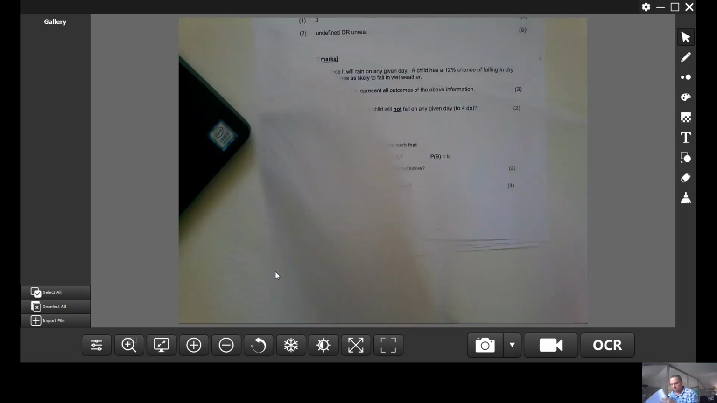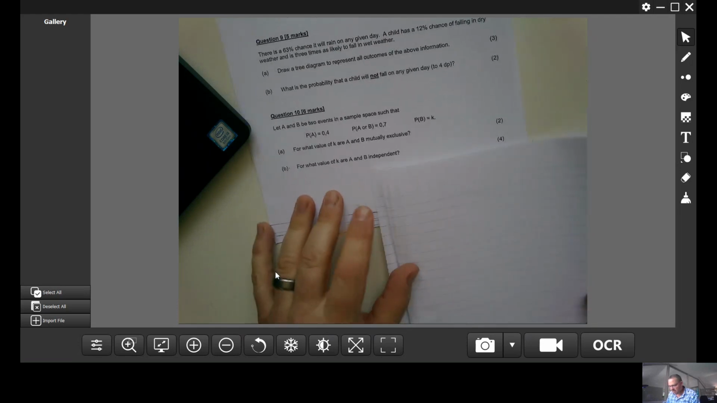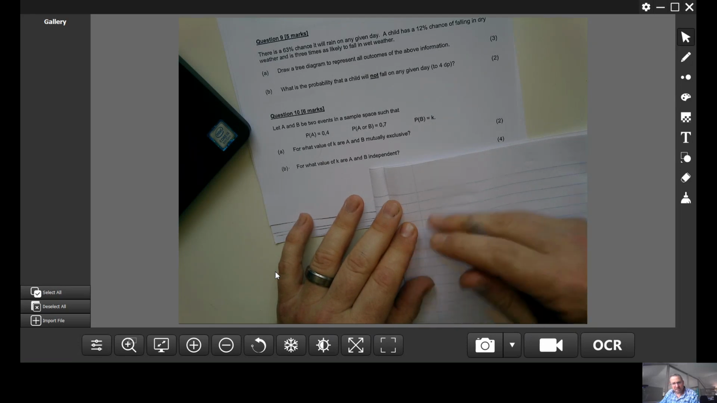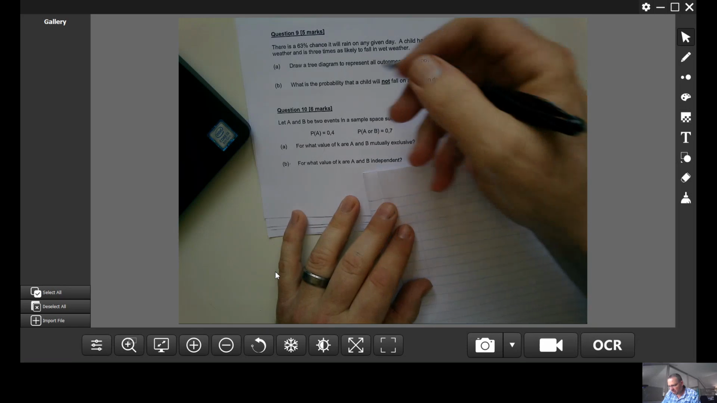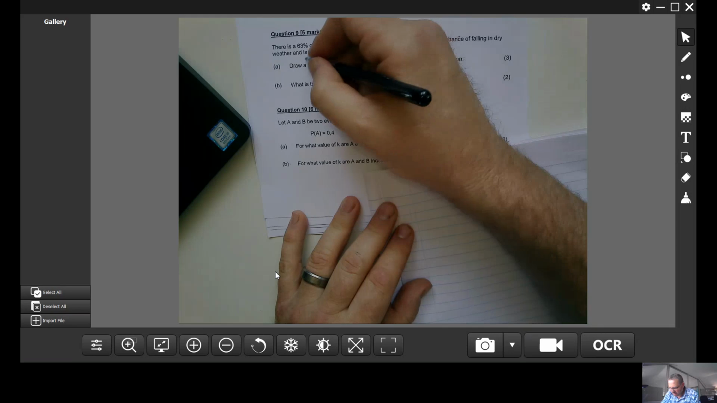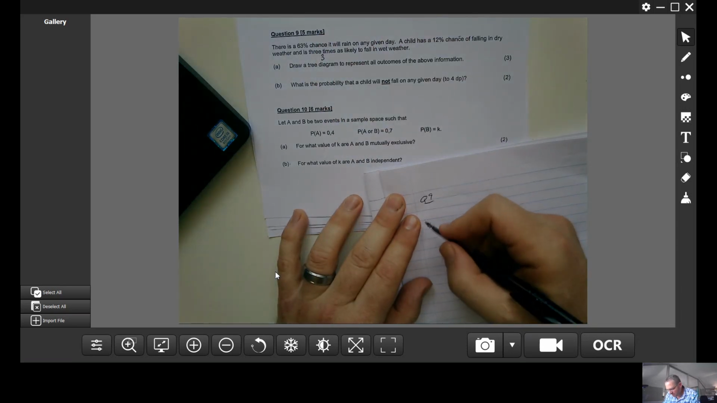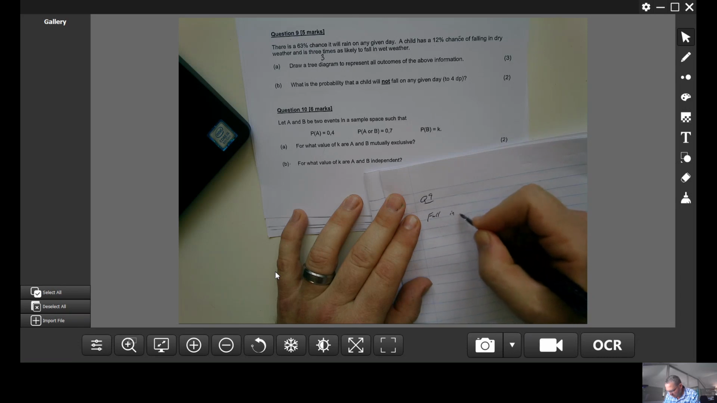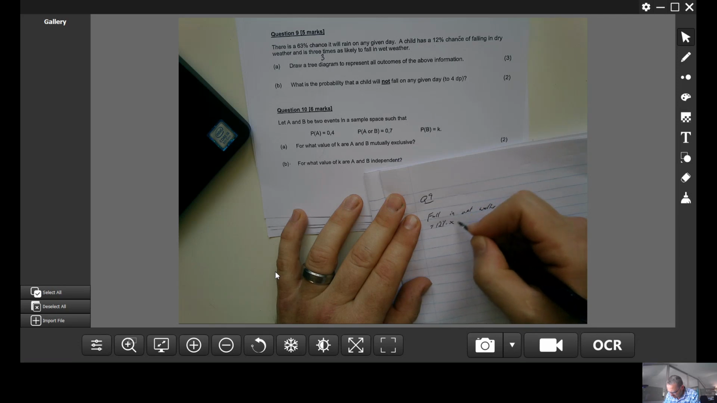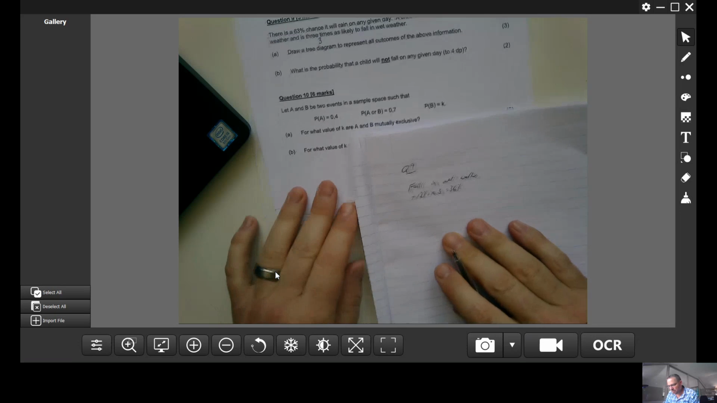Then let's have a look at question 9. Question 9 says there's a 63% chance it will rain on any given day. A child has a 12% chance of falling in dry weather, and it's 3 times as likely to fall in wet weather. So falling in wet weather will be equal to 12% times 3, which is 36%. So the child has a 36% chance of falling in wet weather.